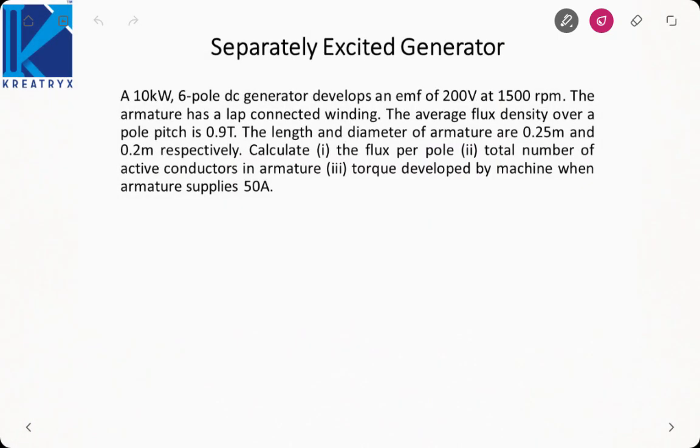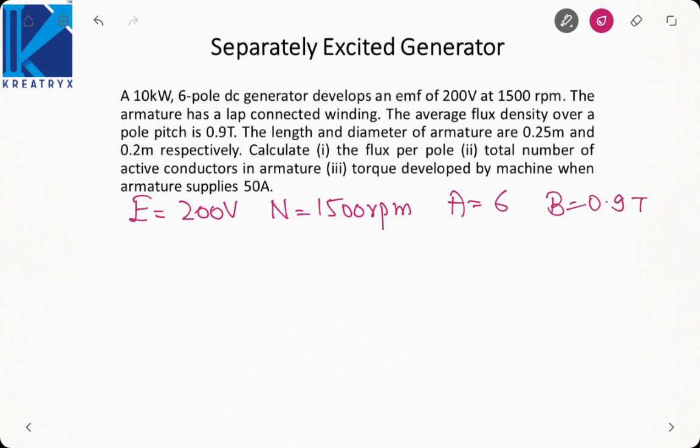Moving forward, let us look at another problem based on separately excited generator. Here it is saying a 10 kilowatt 6-pole DC generator develops an EMF of 200 volt at 1500 RPM. So EMF is given and the speed is given. Now it is saying lap connected winding, which means number of parallel paths is equal to poles, that is 6. Flux density is given as 0.9 Tesla. Length and diameter are given. Length is 0.25 meter. Radius will be half of diameter, 0.1 meter.